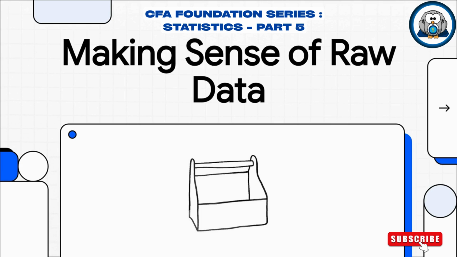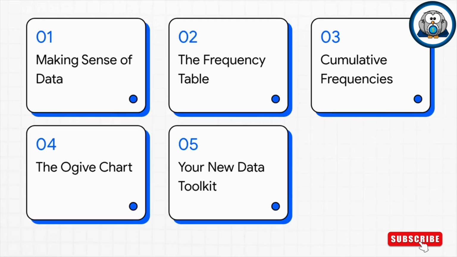Let's jump in. All right, so here's the game plan. We're going to build your first ever data analysis toolkit piece by piece. First, we'll look at why raw data is so tough to handle. Then, we'll dive into 3 awesome tools: the frequency table, cumulative frequencies, and something called an Ogive chart. And by the end, you'll have a complete toolkit ready to go.